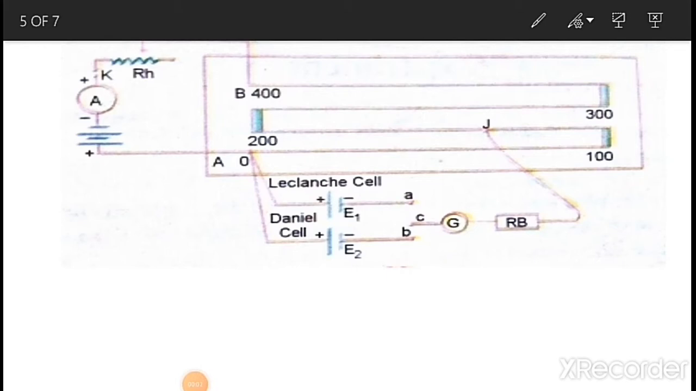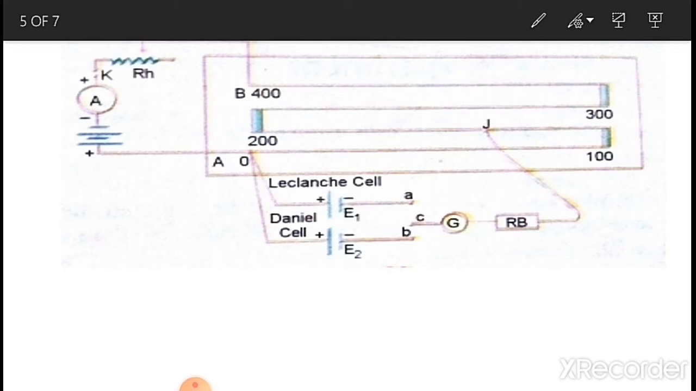Now we have a figure here of a potentiometer in which an ammeter is connected in series with a rheostat and the battery. The positive terminal of the battery is connected to point A, at which the positive terminals of the Lagrange cell and Daniell cell are also connected. The negative terminals of these two cells are connected with the two-way key at points A, B, and at point C a galvanometer is connected through a jockey, and this jockey is free to move on this wire.